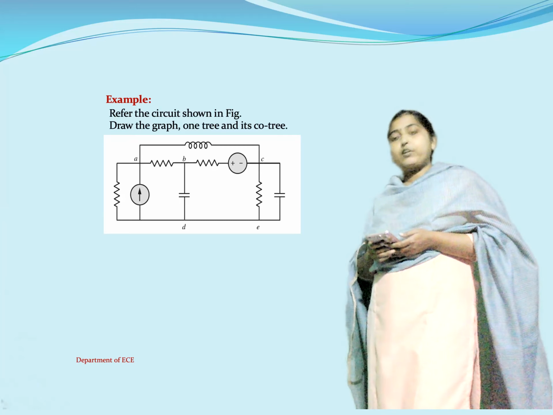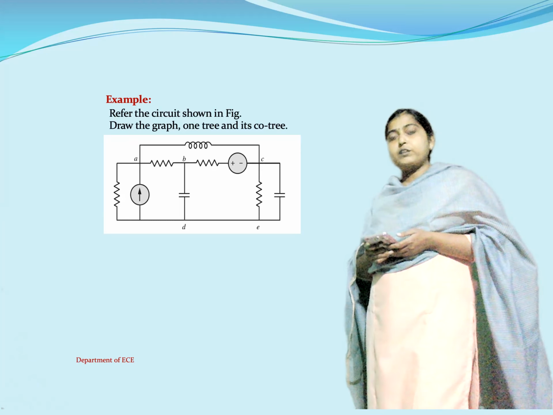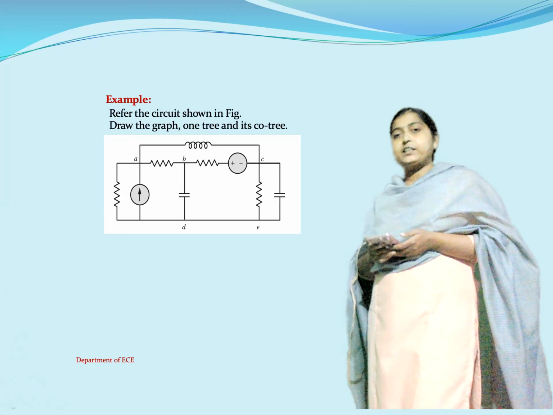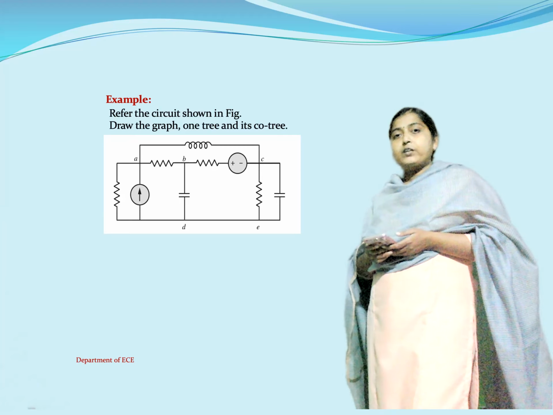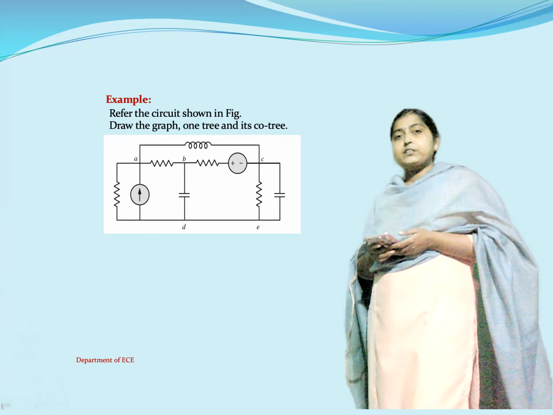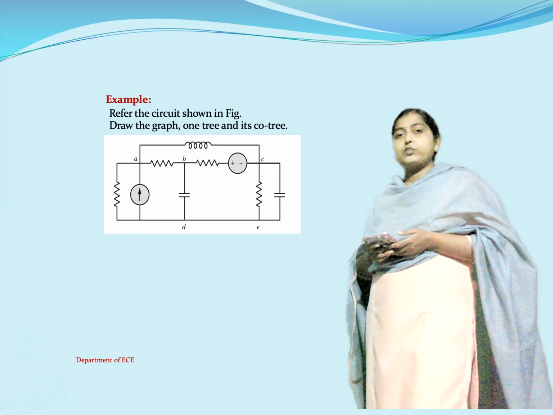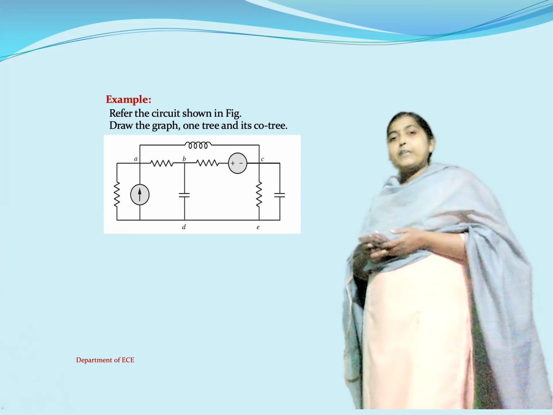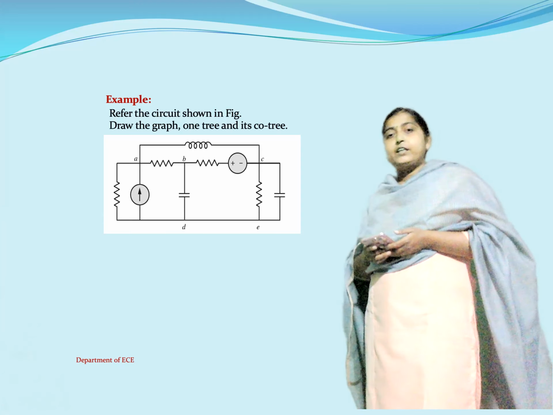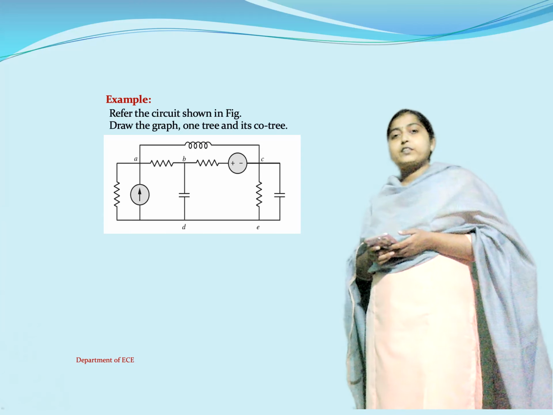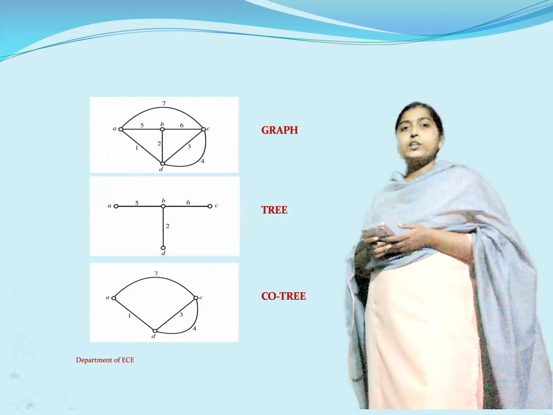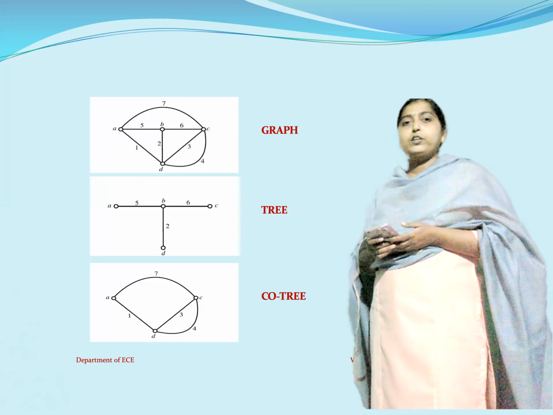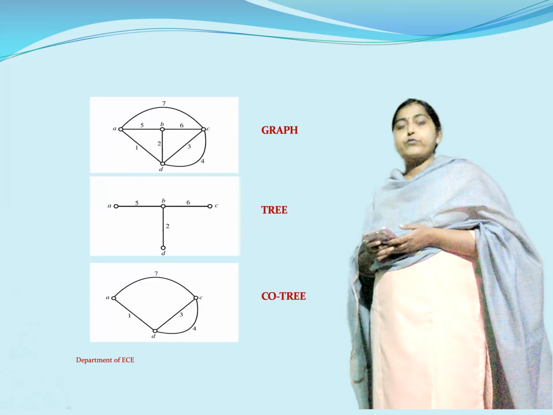And as such, while drawing the graph, you know that all the circuit elements, that is resistor, inductor and capacitor, are replaced with a line, and your voltage source is replaced with a short circuit, and your current source is replaced with an open circuit. So keeping all the steps in mind, if I draw the graph for this diagram, it will be something like this. You see here. So you have 1, 2, 3 and then 4 nodes.